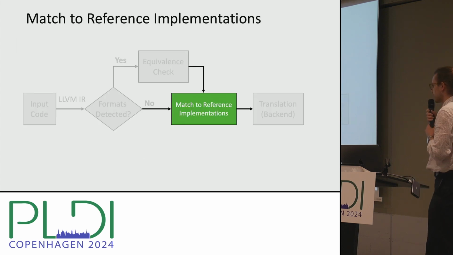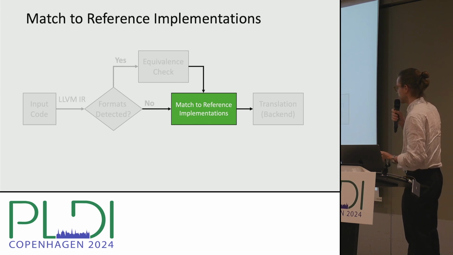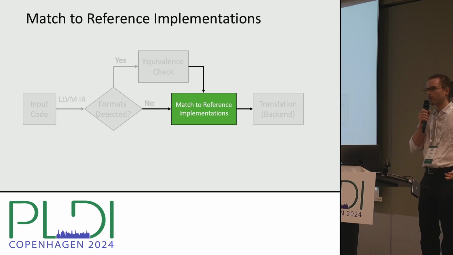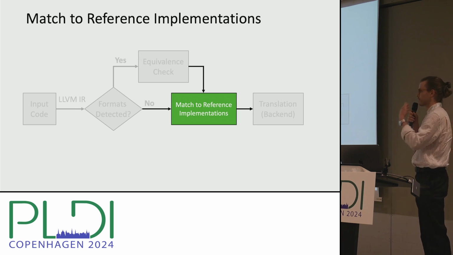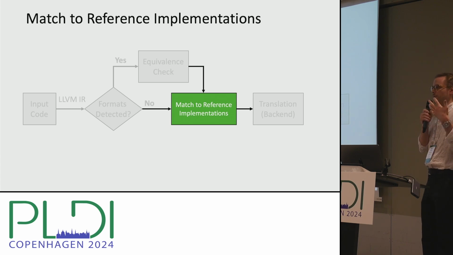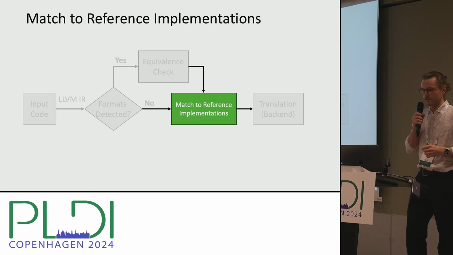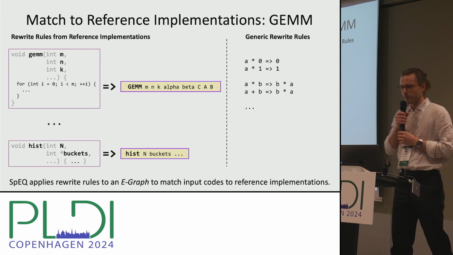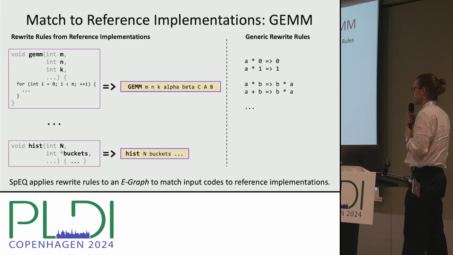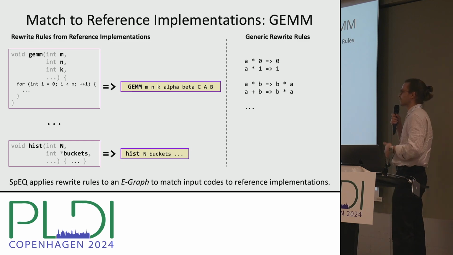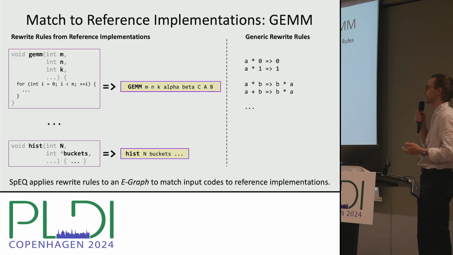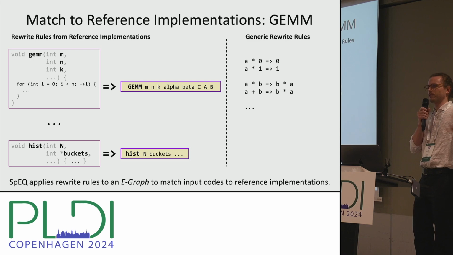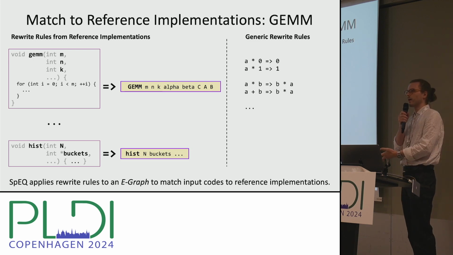So now I'll talk about how we actually do this matching, how we recognize that the input program is equivalent to some very fast implementation that we can map to a library. So we have a library of different reference implementations, and these can be in any source as long as there's a front end to get to LLVM IR.